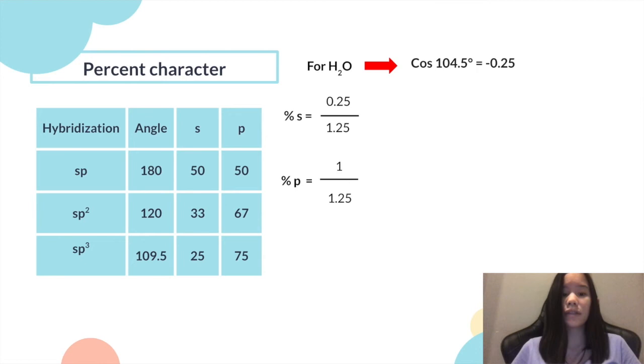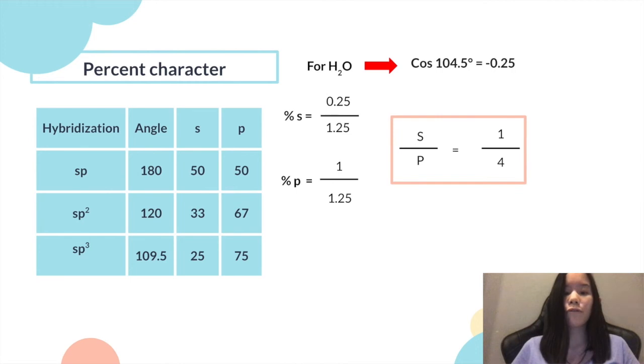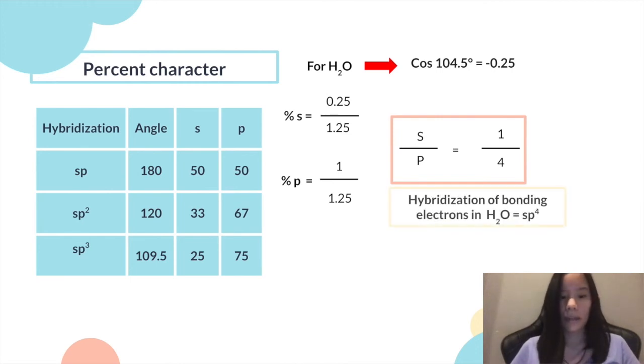And the percent of s character is 0.25 over 1.25. And the percent of p character is 1 over 1.25. So the s over p is equal to 1 over 4. And the hybridization of the bonding electrons of water is concluded to be sp4. And the gross hybridization of water is sp3.